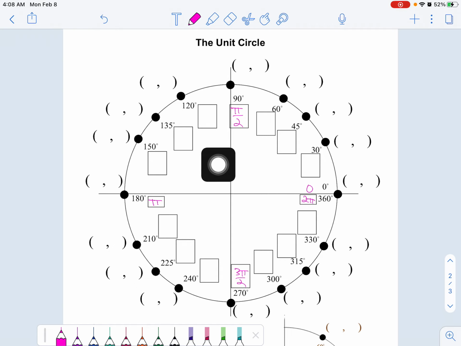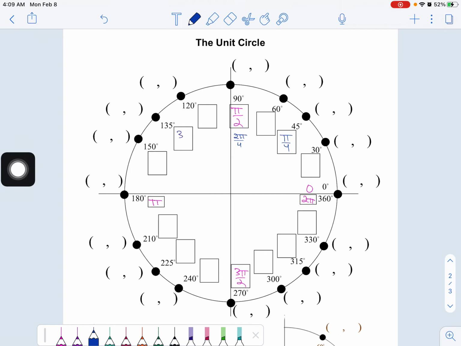Now, how do I find the rest of them? Well, let's start with the 45s. If I take a 90-degree angle and I chop it in half, that's going to get me my 45-degree angle. So half of pi over 2 is pi over 4. Now, to find the other values, so pi over 4 here, if I then add pi over 4, this would be 2 pi over 4, which would just reduce to pi over 2.